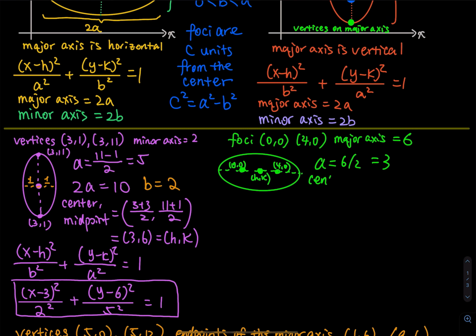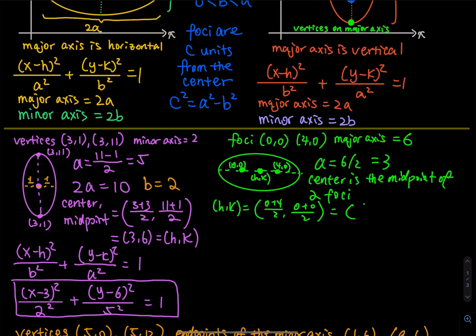So the center is the midpoint of the 2 foci. So (h, k) is the midpoint. So we are taking 0 plus 4 divided by 2, and then 0 plus 0 divided by 2. So we have (2, 0). So that means the foci are 2 units away from the center.